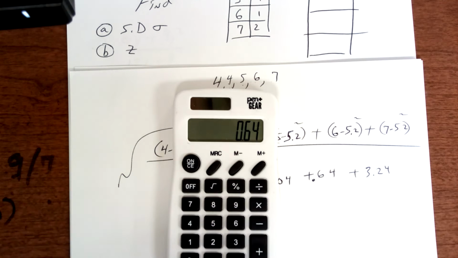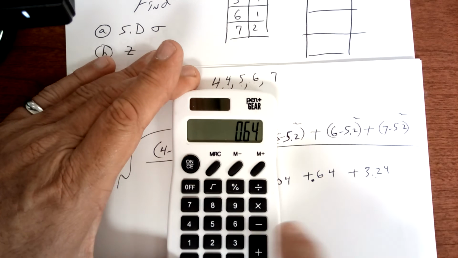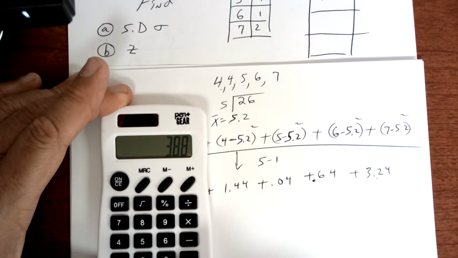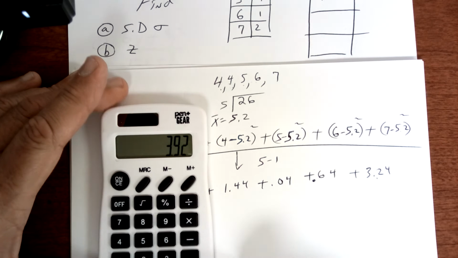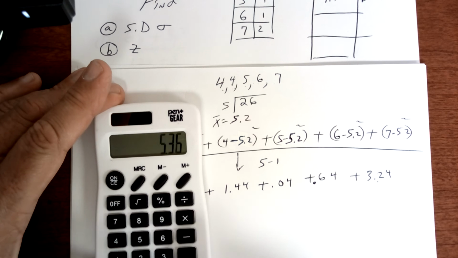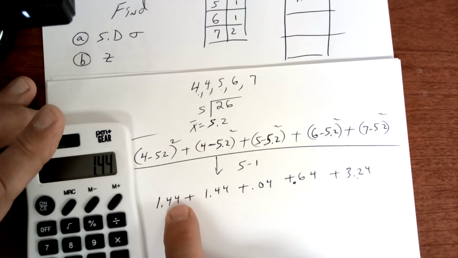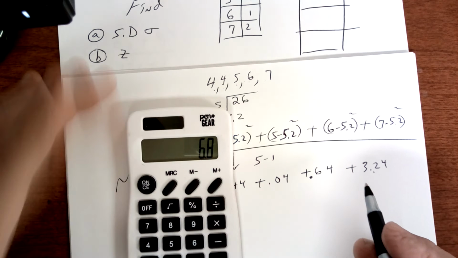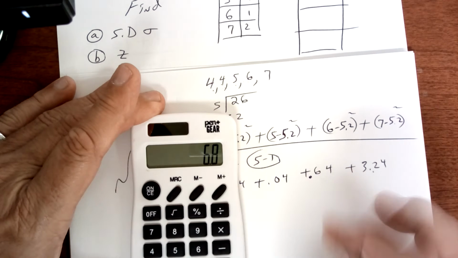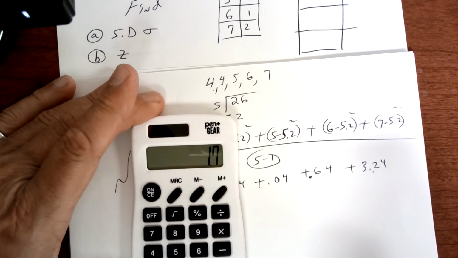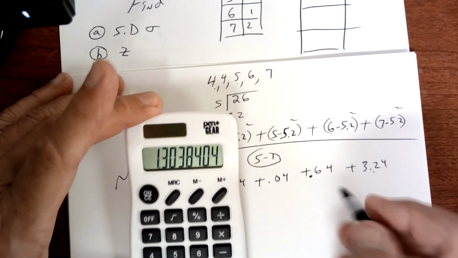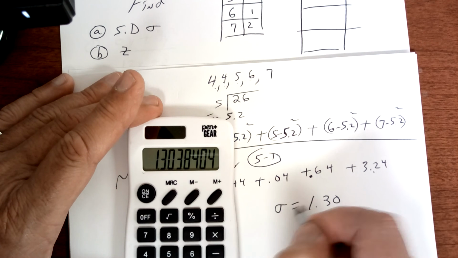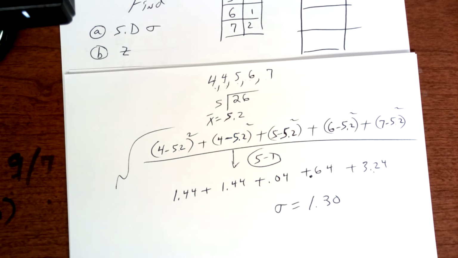Okay, now let's add it up. Plus 3.24 plus 0.04 plus 1.44 plus 1.44. And we get all of that. Now we want to go ahead and divide by 4, and then hit the square root button. I get 1.30 is the standard deviation. Okay? So if it was a test, I would definitely double check my work.